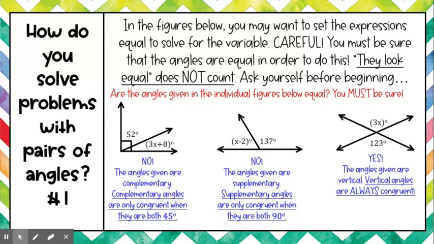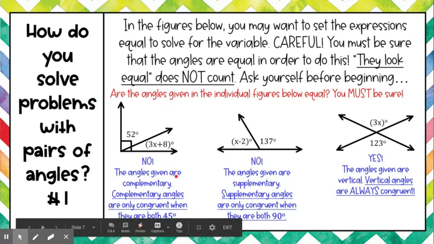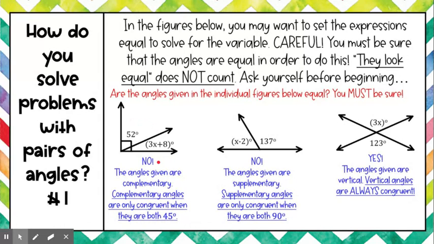Well, we don't even have to go any further. 52 and 38 are not the same. So no, the angles given are complementary, but they are not congruent. So 52 degrees plus this is going to give us 90 degrees, but they're not going to both be 45 degrees.